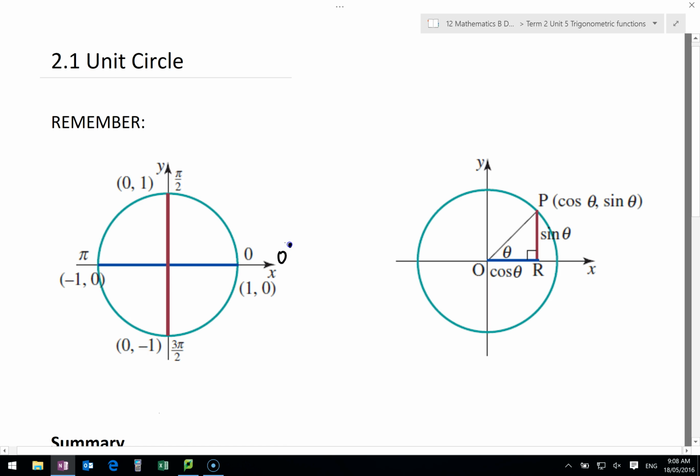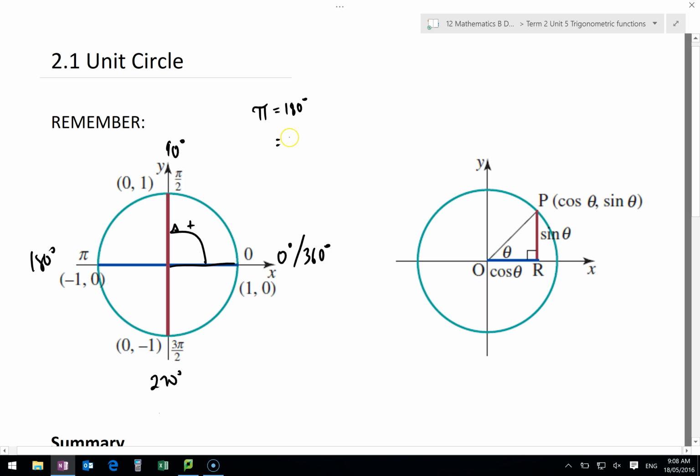So this would be 0 degrees, this angle on the x-axis. This way are positive angles. So this would be 90 degrees, 180, 270, and 360. The basic conversion we use is that pi radians equals 180 degrees. So you should be able to remember most of these like that.